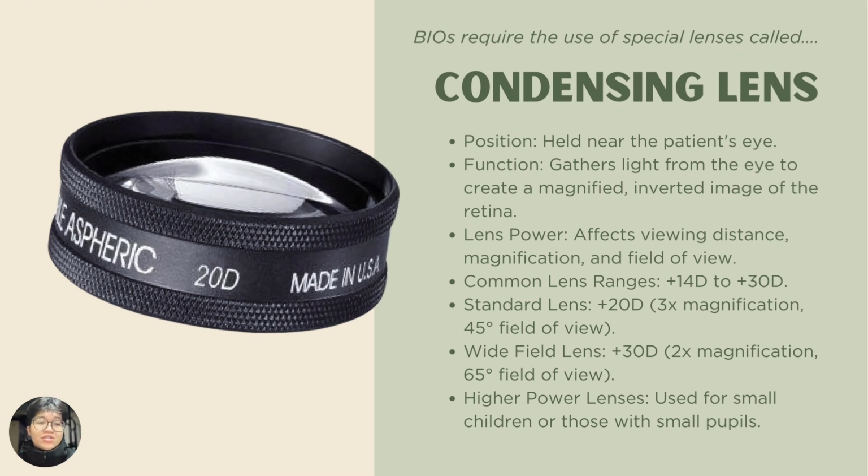Common lens powers range from positive 14 diopters to positive 30 diopters, with the positive 20 diopter lens being standard for general examination, providing 3 times magnification and a 45-degree field of view. The positive 30 diopter lens offers 2 times magnification and a 65-degree field of view. Now, higher powered lenses are often used for examining small children and or patients with small pupils.